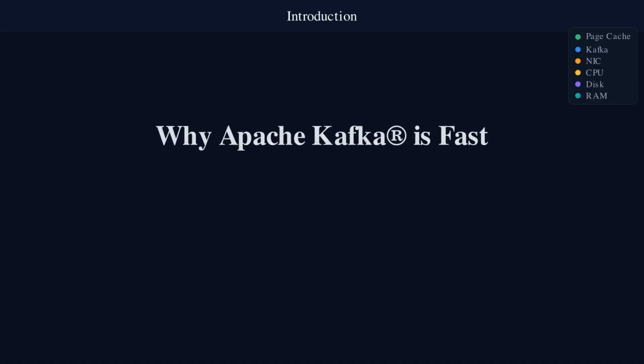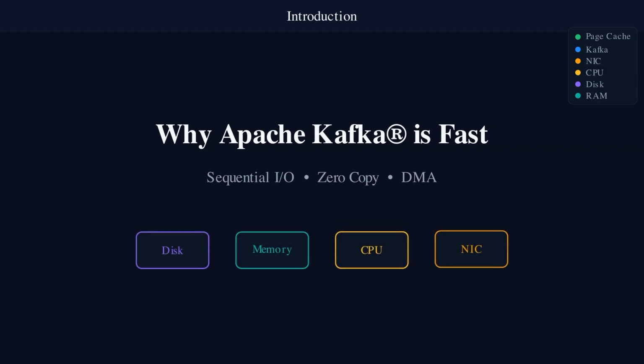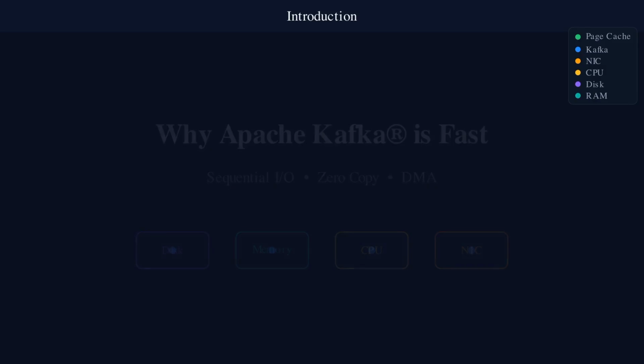Apache Kafka is famous for its remarkable performance, handling massive throughput with impressively low latency. In this video, we'll explore the core principles that make Kafka so fast, including sequential I/O, the zero-copy principle, and direct memory access. We'll break these down with clear diagrams and animations so anyone can understand.